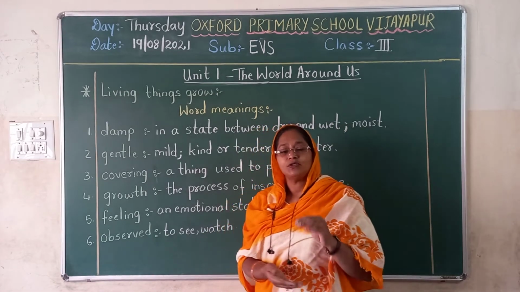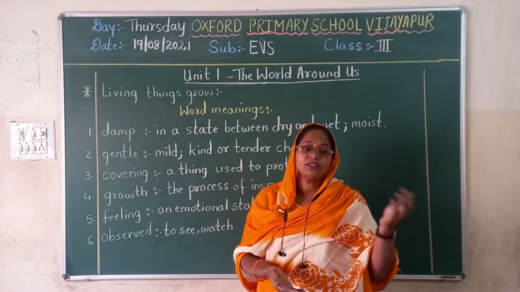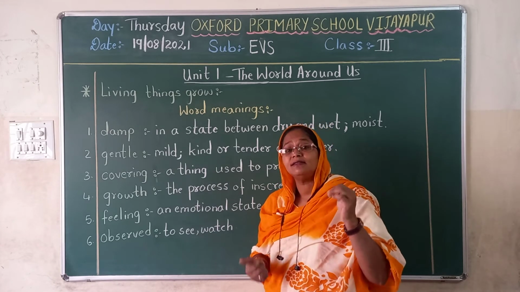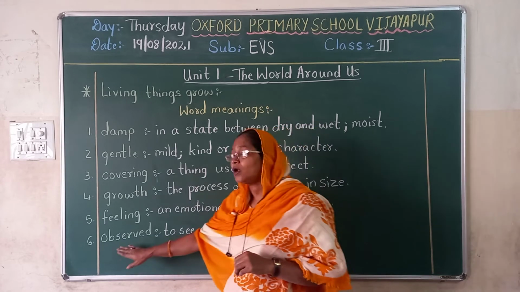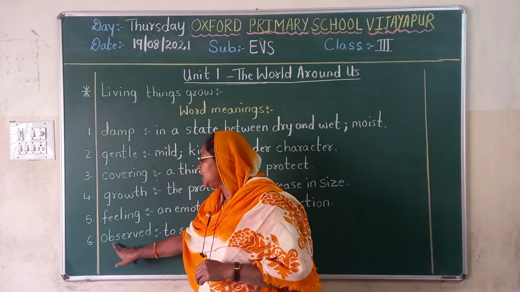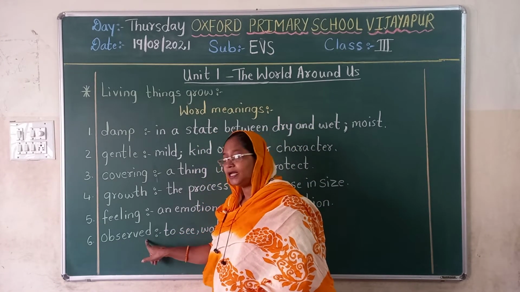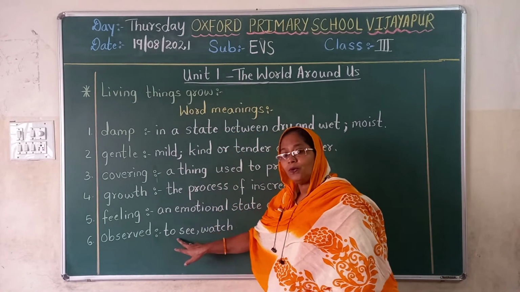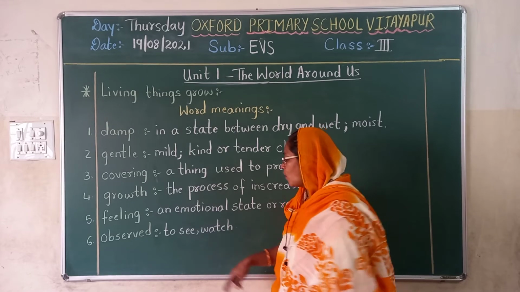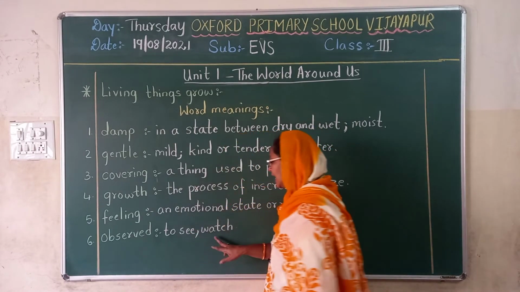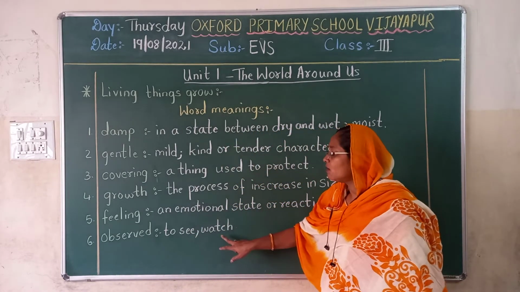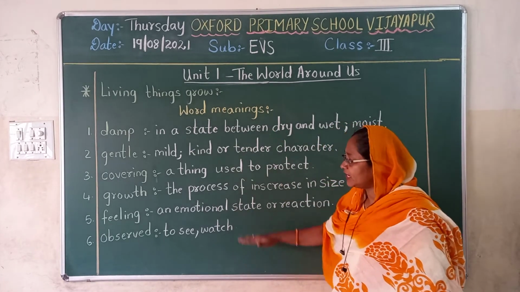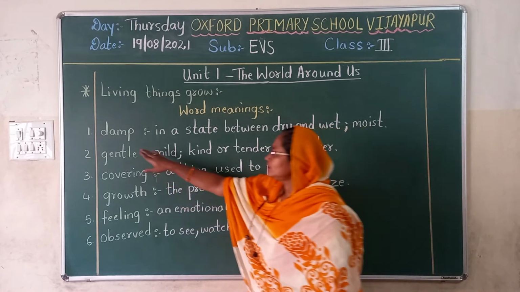Same way, if you see a small plant, after a few days what you observe and watch is that the plant will increase in size. So this is what we call observe. O-B-S-E-R-V-E. Observe. Observe means to see. T-O, to. S-E-E, see. Another meaning: observe means watch. W-A-T-C-H. Watch.